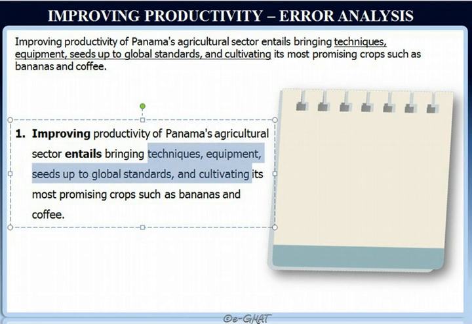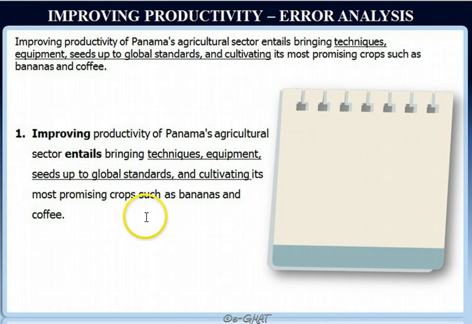And while we are at it, let's just underline the underlined portion of the sentence here. Now there is clearly two lists here. The first list is how the productivity of Panama's agricultural sector can be improved. So that can be done by bringing these techniques, equipment and seeds up to global standards and by cultivating its most promising crops. So those two form the first list, and then we have a list within the list. So you have a list of items that need to be brought up to the global standard. So those are techniques, equipment, seeds.